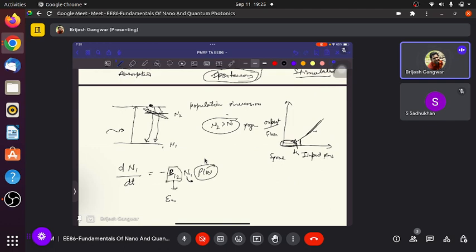Similarly, the other Einstein coefficients are A21 and B21. So A21 and B21: A21 is related to the spontaneous emission, and B21 is related to stimulated emission.